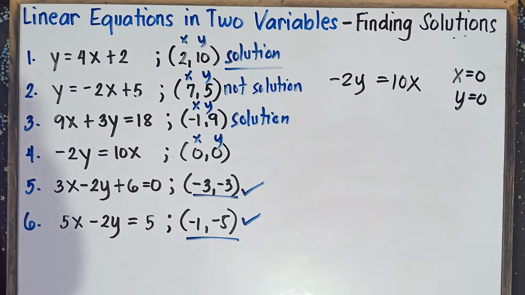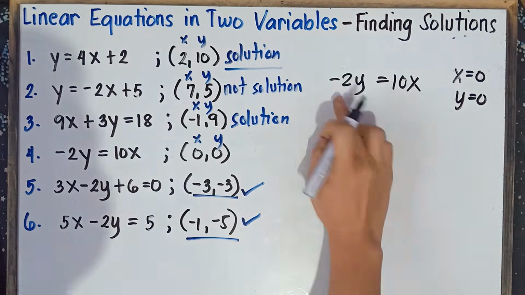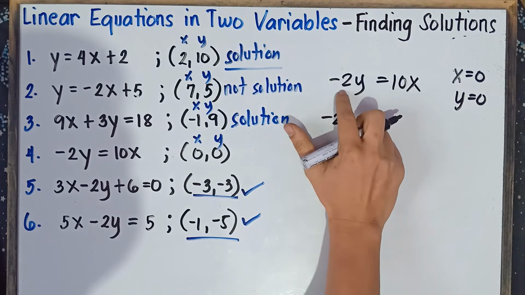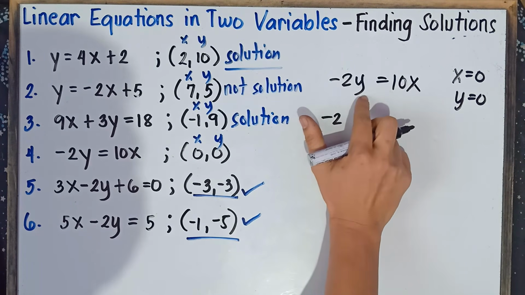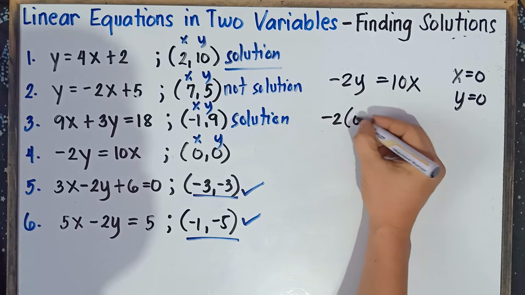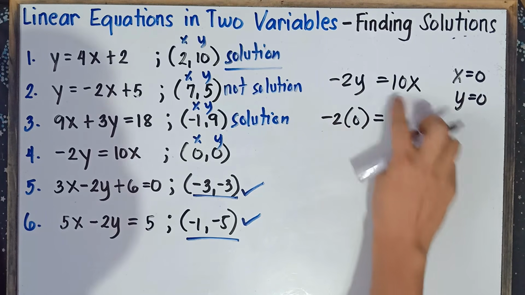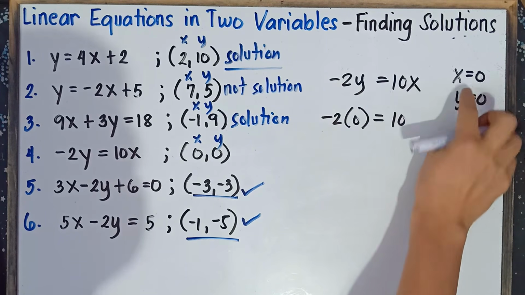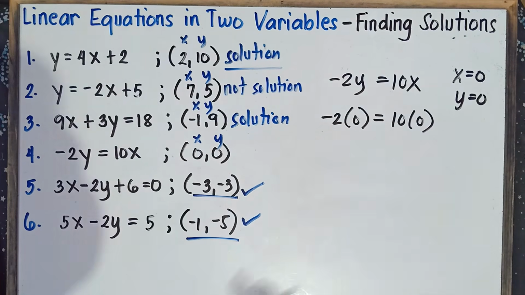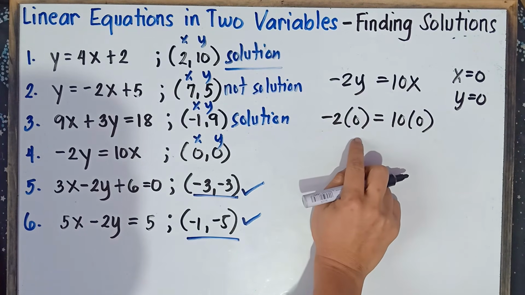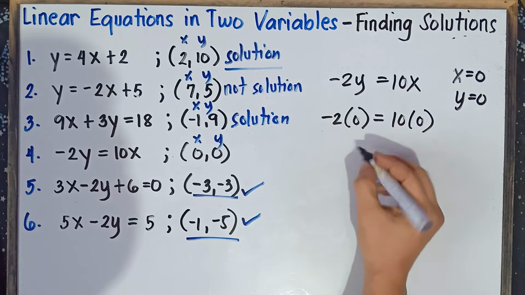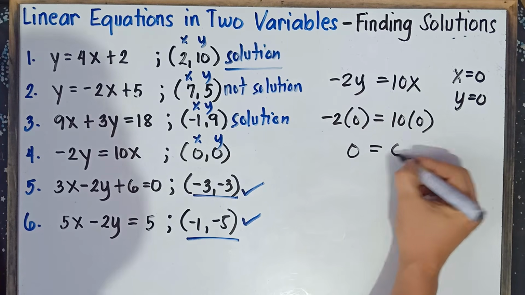Alright, so simply substitute the value of x and then the value of y. So copy negative 2, and then y, it means negative 2 times y. The y value is 0, so negative 2 times 0 equals 10x, it means 10 times x. The x value, that would be 0. So, 10 times 0. Negative 2 times 0, of course, any number, any variable multiplied by 0, the answer is 0. So, negative 2 times 0, that would be 0, equals 10 times 0, that would be 0.